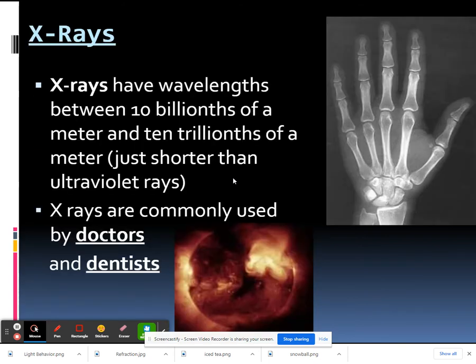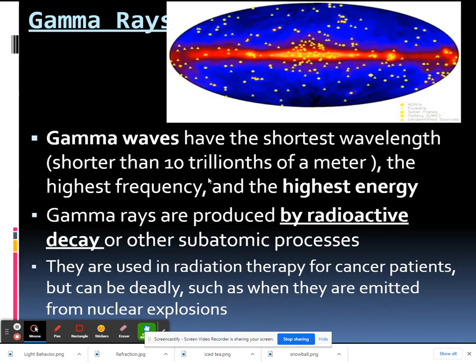All right, so shorter wavelength than ultraviolet, higher frequency than ultraviolet, is the next category called X-rays. And these are what we use to take X-ray images in the doctor's office, like this one. They're also used by dentists to get images as well. They're a higher energy wave, higher frequency, lower wavelength. And the highest energy, highest frequency, shortest wavelength wave is gamma rays.